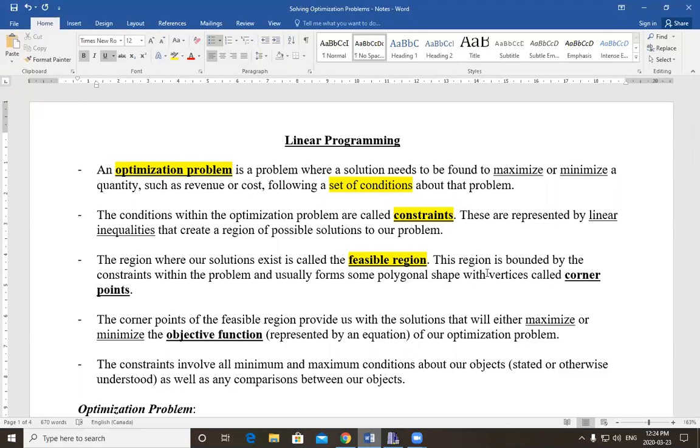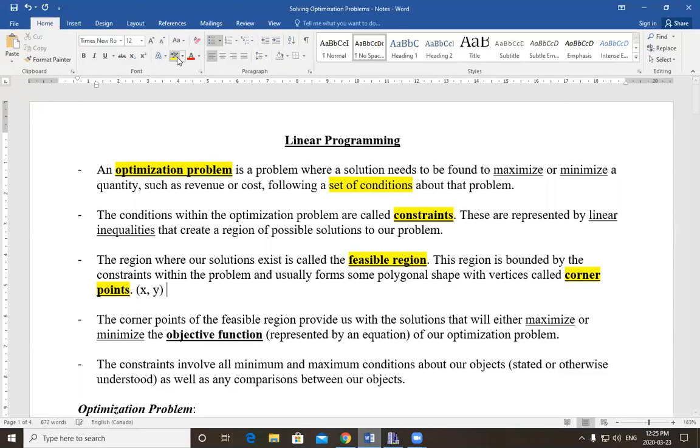Because we're looking for an optimal answer, we're not going to be looking inside that feasible region. We're going to be looking at the edges, and specifically, we're looking at points, x, y coordinates. So we'll be looking for the so-called corner points. The corner points are going to represent our possible optimal solutions for our problem. Again, the x, y coordinates.